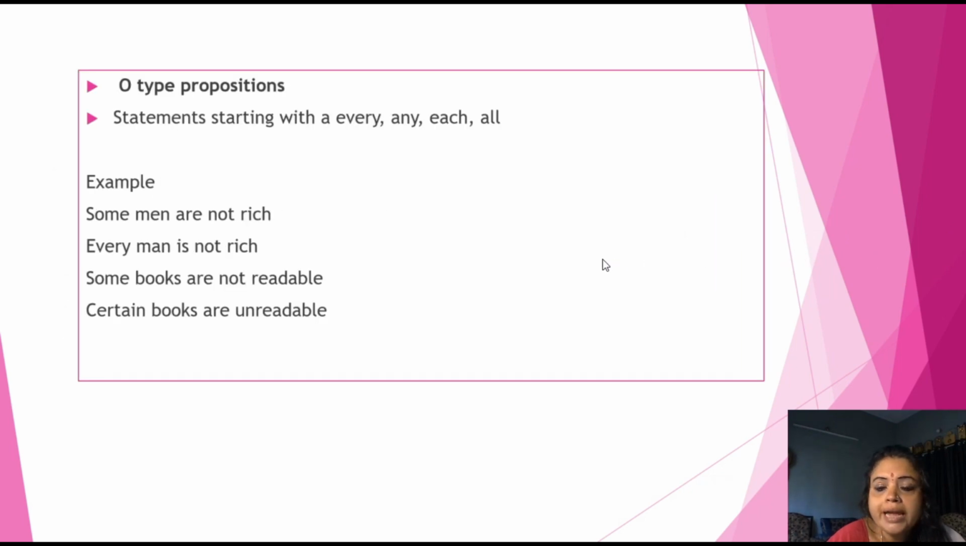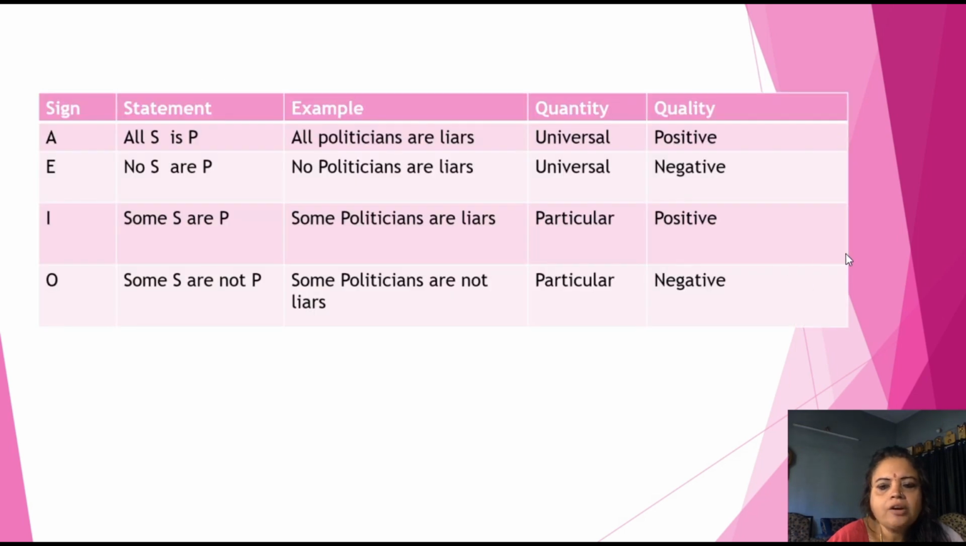Then we have O type prepositions. These statements start with every, any, each, all, etc. So some men are not rich. Every man is not rich. Some books are not readable. Certain books are unreadable. Prepositions like that are called O type prepositions. So in general, we can consolidate all these in terms of A, E, I and O prepositions.